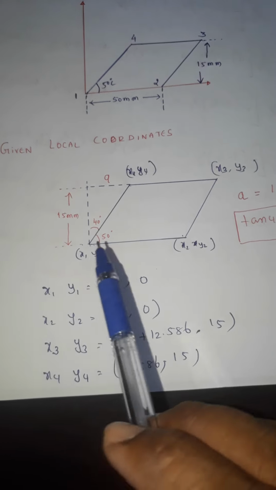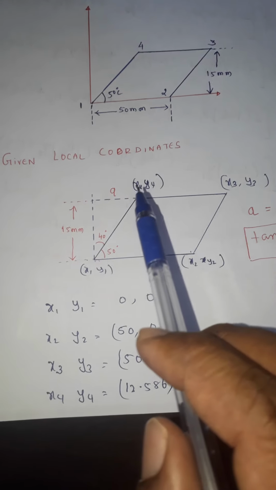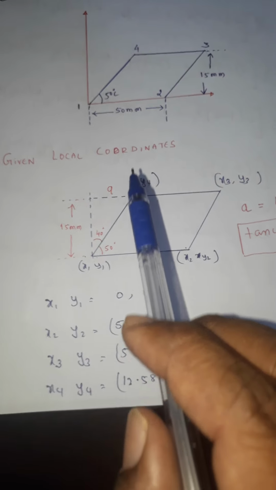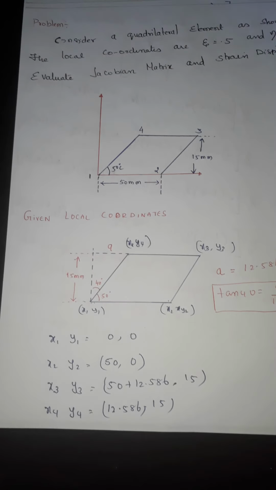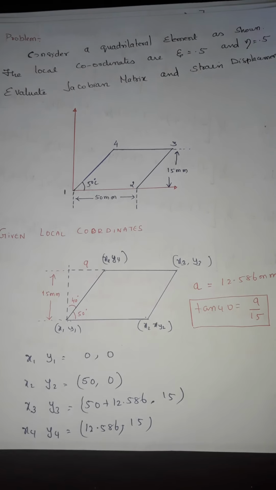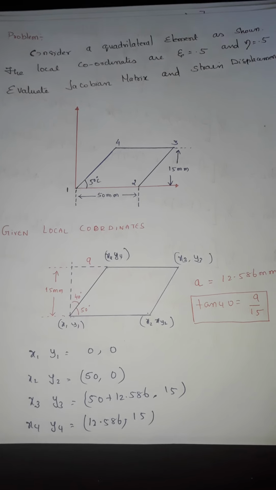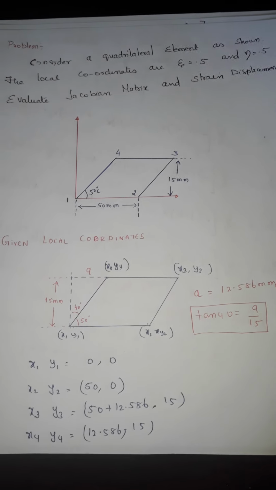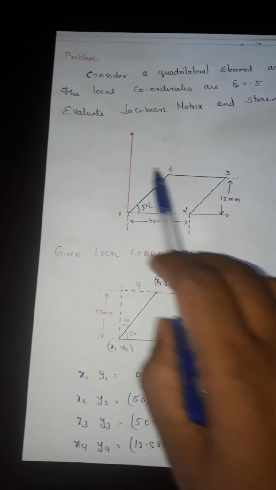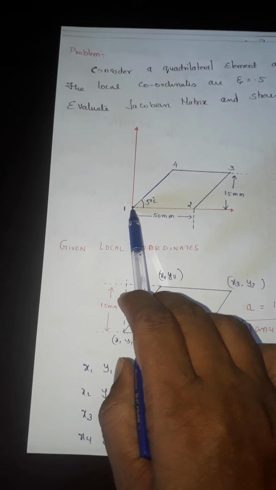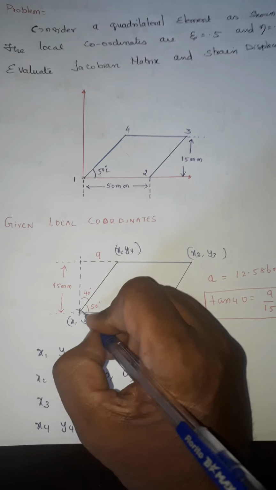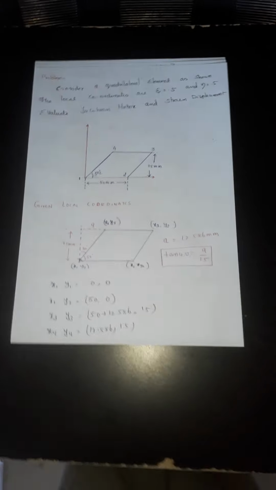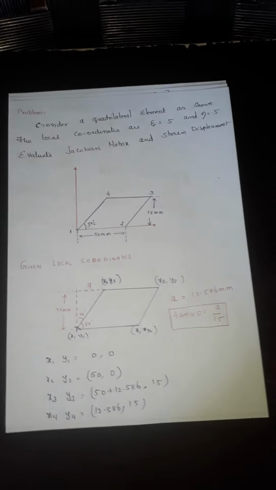Now for this point x4, y4, x is measured from here to here. So this x4 is 12.586 and the height is the same. Because it is inclined, we have to find the A value using a trigonometric function, measured from the axis. This is the origin I have taken, so from here we measure and find the coordinates.